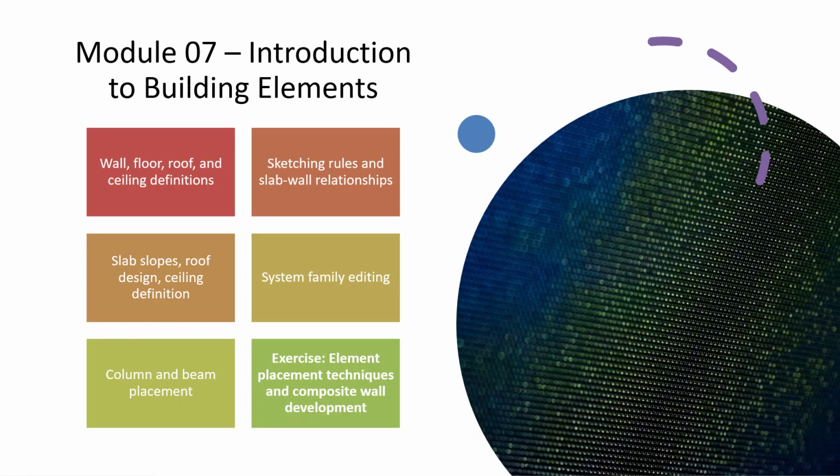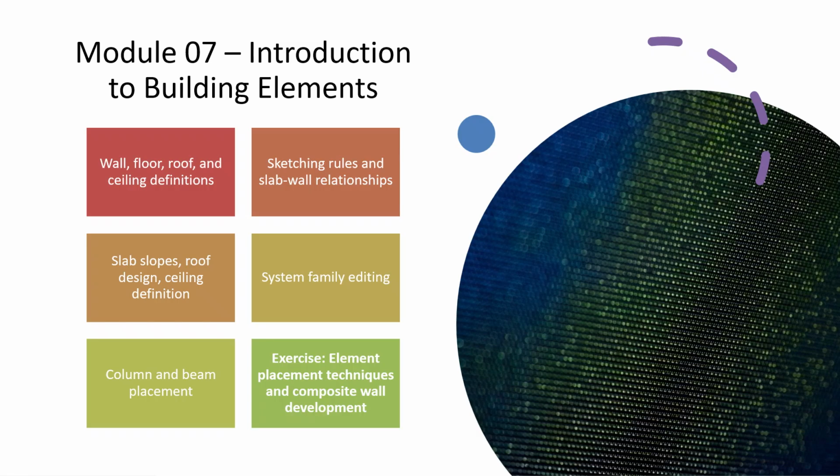Then we look at sketching rules and slab wall relationships, which help us control how slabs interact with supporting walls and how geometry is constrained. We'll also explore slab slopes, roof design, and ceiling definition, giving us the ability to model realistic building envelopes and interior finishes. Next, we introduce system family editing, which allows us to customize built-in Revit elements like walls and floors to meet specific design requirements.